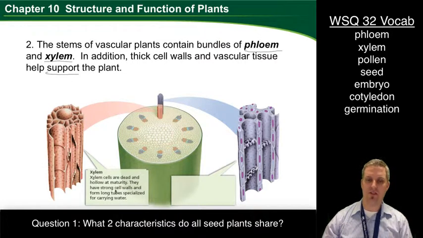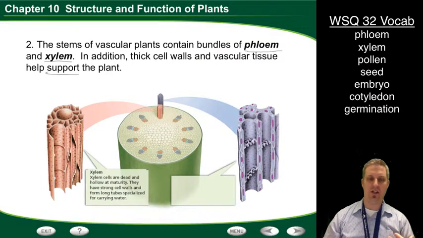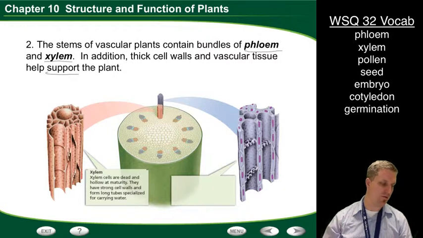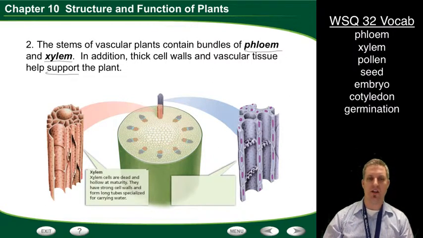Now, xylem cells are dead and hollow cells at maturity. They have really strong walls. They form these specialized tubes that are long. Their whole purpose is to carry water up the plant. So water comes in the roots and then gets driven up the plant through several processes we're going to talk about, one of which is surface area, and draws the water up into the leaves and the rest of the body. So that's the xylem tissue.